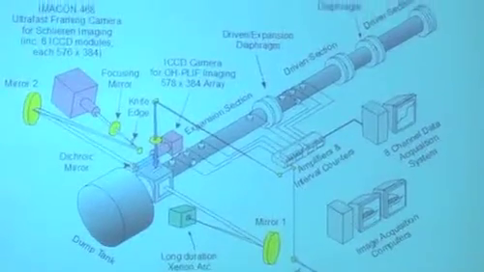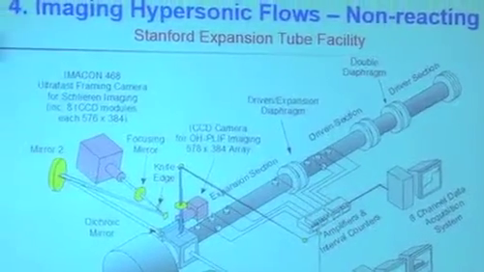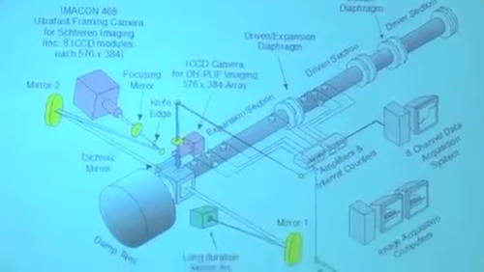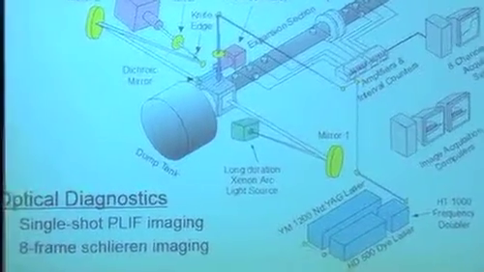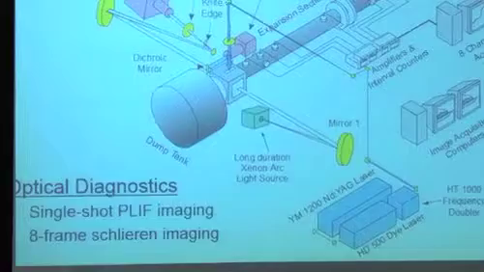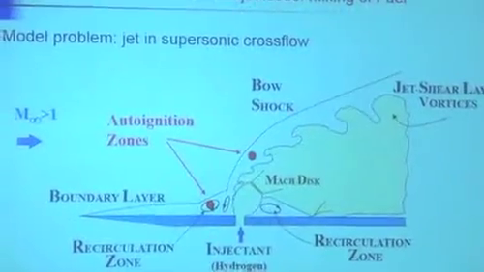So you can create on the ground, for a short time, high-speed flow simulating flight. And so we did this some years ago. We did it and we got some really nice results. This was the generic problem. This is called the generic scramjet problem.